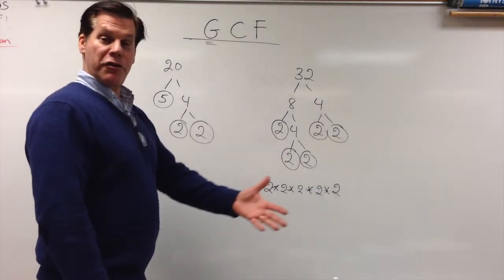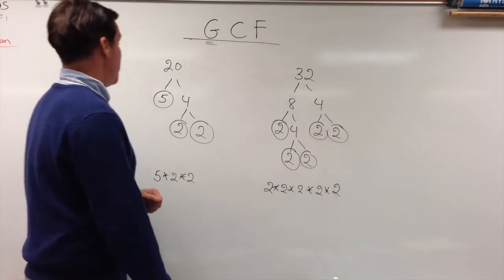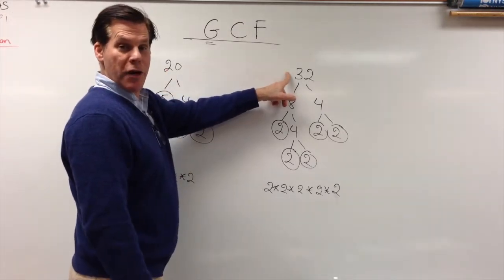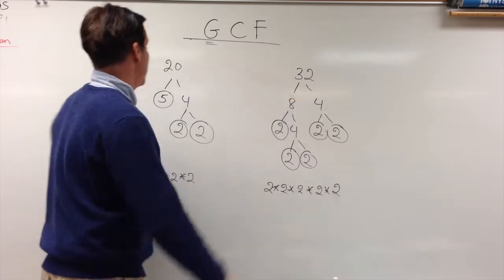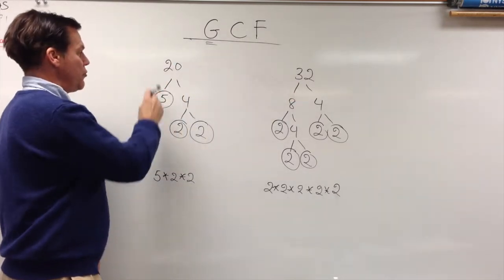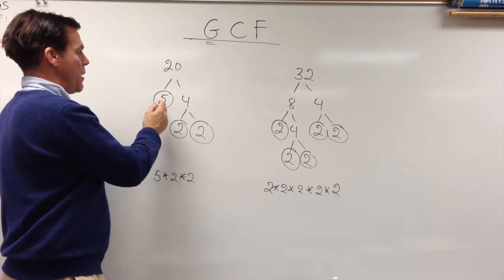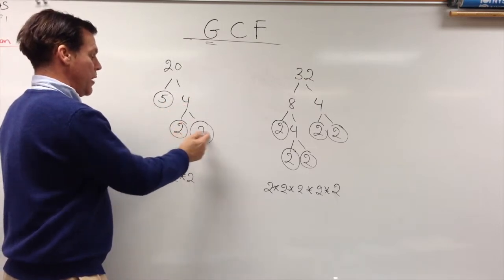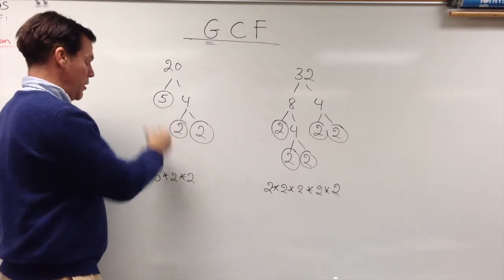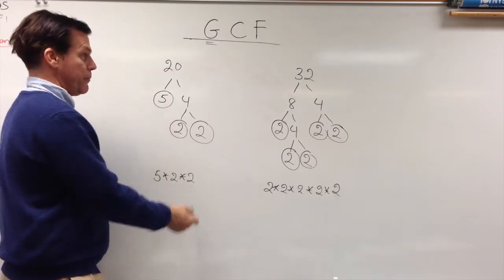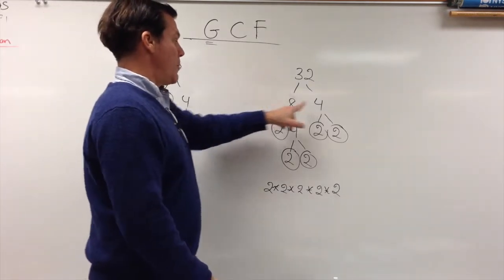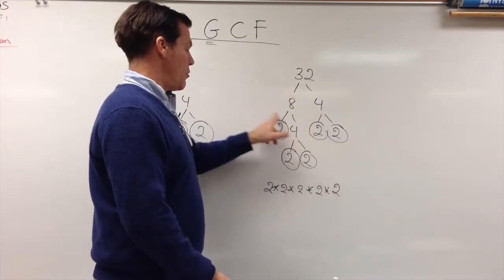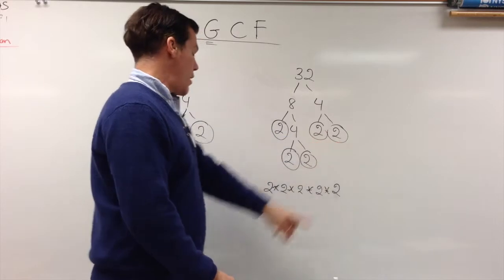All right, so I gave us another example here. We have 20 and 32. I wanted to find the greatest common factor between these two numbers. So again, prime factorization. 5 times 4 is 20. 5 is a prime number. I stop. 4 is equal to 2 times 2. They're both prime, so 20 is 5 times 2 times 2. 32 is the same as 8 times 4. 8 is 2 times 4, then 2 times 2. These are all prime.